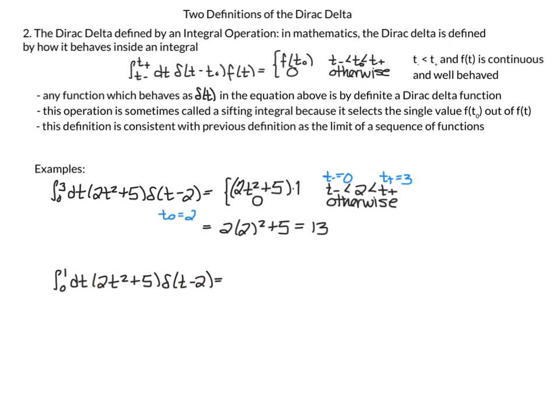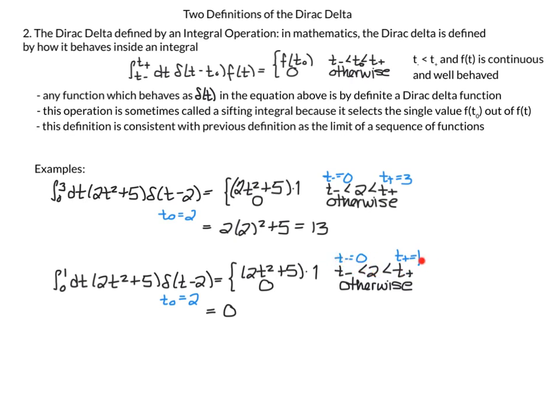For our next problem, it's nearly the same. The only thing we changed, keeping the same f of t and the same Dirac delta, is our limits of integration. They're going to go from 0 to 1. Now our 2 is not included in our interval, so we're at the otherwise case. So our Dirac delta is equal to 0, our function times our Dirac delta is equal to 0, so our integral is equal to 0. This example, in contrast with the previous example, shows that it's important to consider whether or not your Dirac delta, your t naught, is included in your interval.